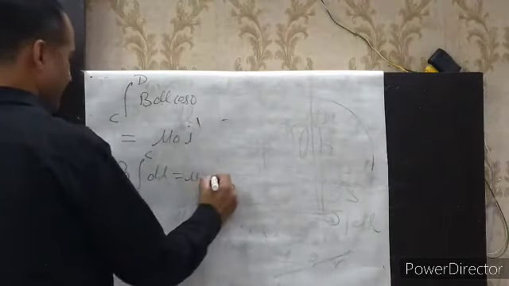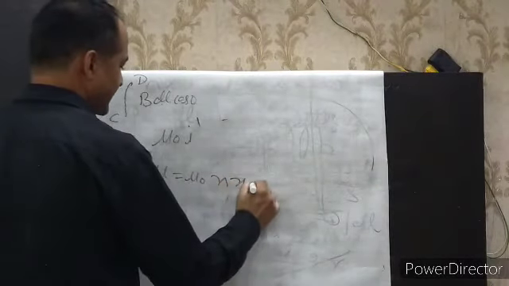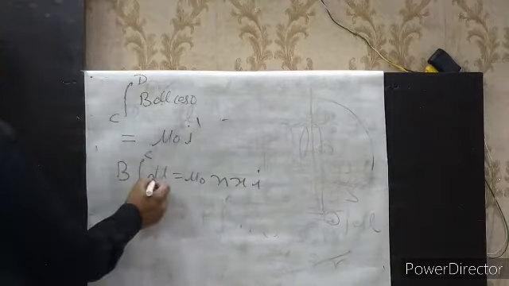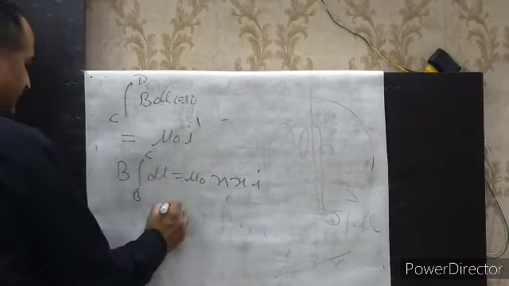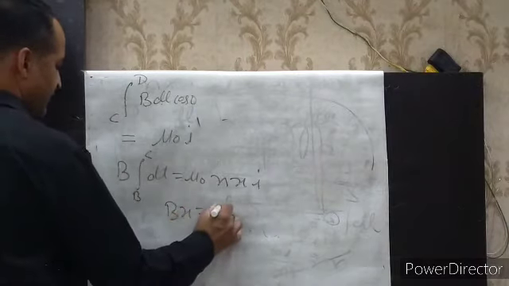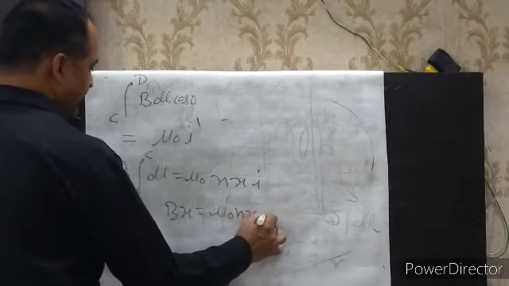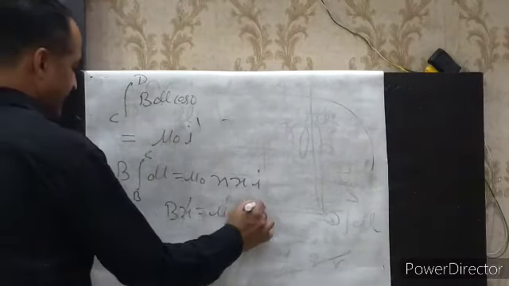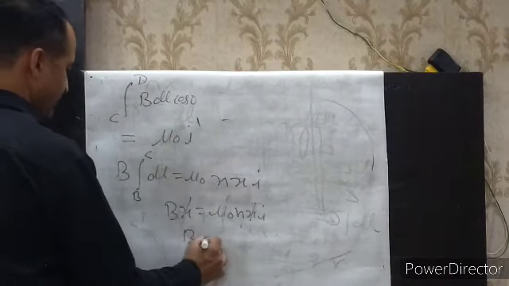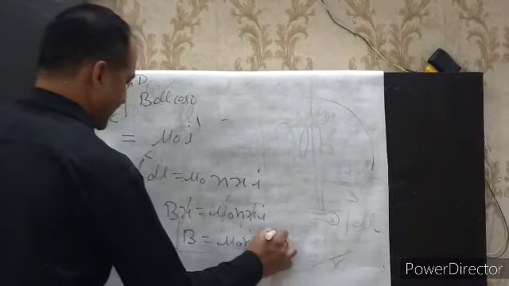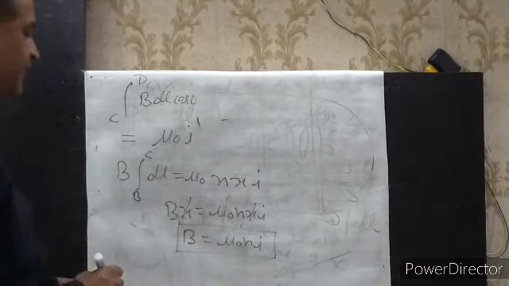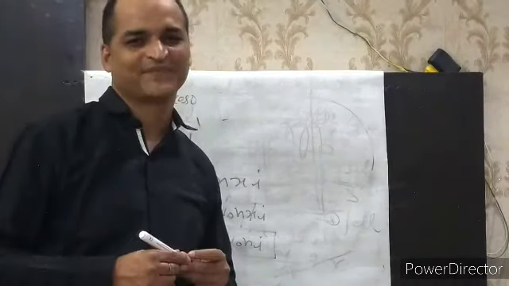Then we get mu naught n x I. And the integration of dl from C to D is x. Then Bx is equal to mu naught n x I. x cancels. B is equal to mu naught n I. This is the magnetic field on the axis of the solenoid. Is it clear? Thank you so much.